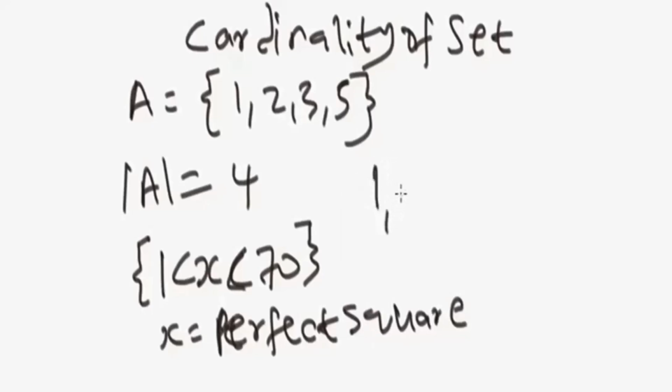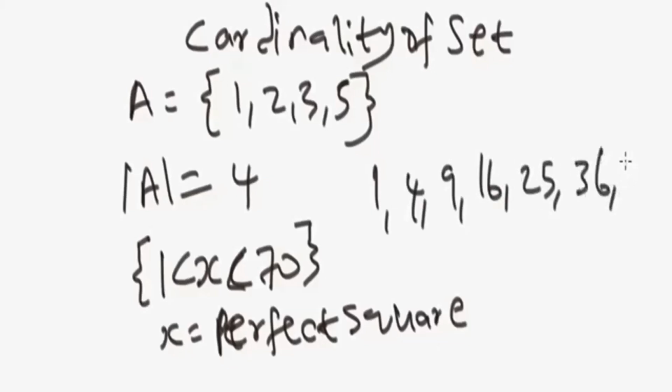We have 1 is a perfect square, 4 is a perfect square, 9 is a perfect square, 16 is a perfect square, 25 is a perfect square, 36, 49, and lastly 64. So how many perfect squares between 1 and 70? 1, 2, 3, 4, 5, 6, 7, 8. So we have 8 perfect squares. So the cardinality of this set where x is a perfect square will be 8.